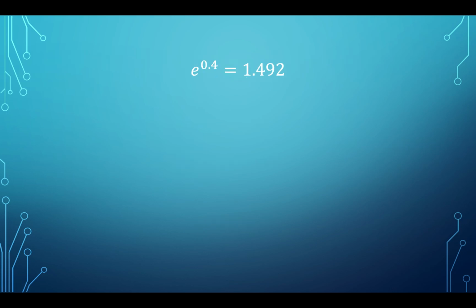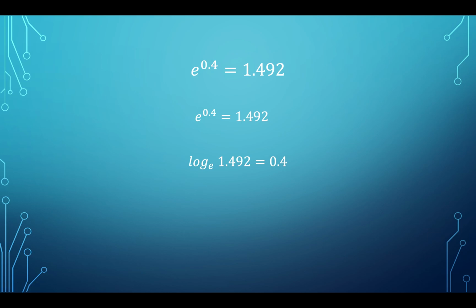So let's try this one. e to the 0.4 power is equal to 1.492. Okay, e is our base, 0.4 is our exponent, and 1.492, that's our answer. So now we just plug it in. So we have log base e of 1.492 is equal to 0.4. Okay, we're comfortable with doing that.